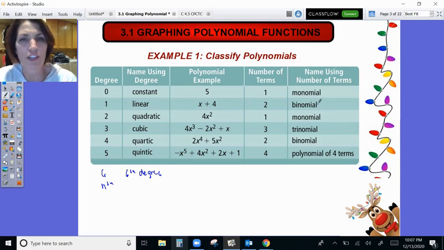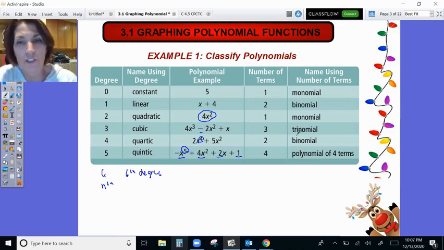So it's classified by degree and number of terms. This one right here would be a quadratic monomial. This one right here would be a cubic trinomial. This one here would be a quartic, because it's a power of 4, binomial, because there are 2 terms. So by degree and number of terms. This one is going to be quintic, because my highest power is 5, and my number of terms is 4, so it's a quintic polynomial of 4 terms, okay?